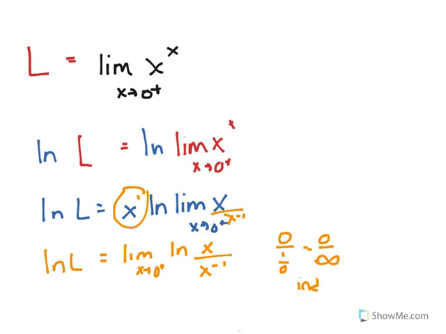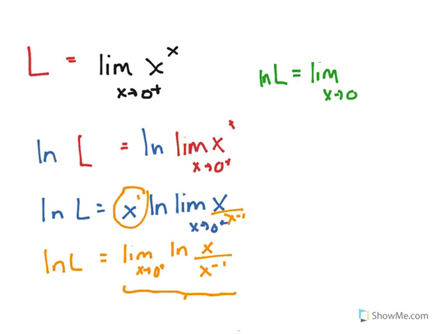So I'm going to apply L'Hopital's rule to this side of the equation. Once again, don't worry too much about this problem. I just want you to see it once. So you get it. It says that the ln of L is equal to the limit as x approaches 0. I'm going to take the derivative of the top and the bottom of 1 over -1x to the -2.